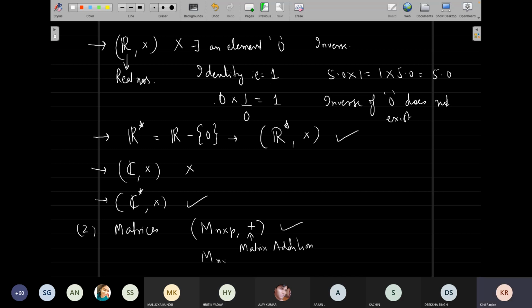What about M n cross p under matrix multiplication? Will this be a group? No, it will not be a group. Some multiplication property will be violated. There won't be any associative multiplication. An n cross p matrix into another n cross p matrix, you can't even multiply because these two are not the same. Okay, let's just continue.